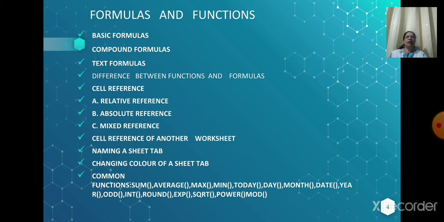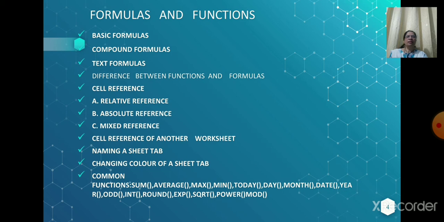So, formulas and functions. Basic formulas involve only one operator in a formula. Compound formulas are used when you need more than one operator. In text formulas, you can use the symbol & for joining the text. Now, next, the difference between function and formulas. A formula is an expression which calculates the value of a cell. The functions are predefined formulas and are already available in Excel.